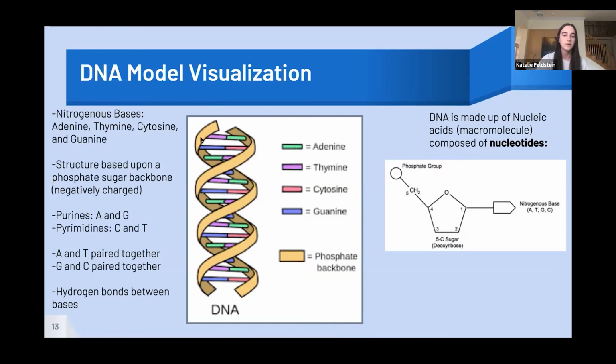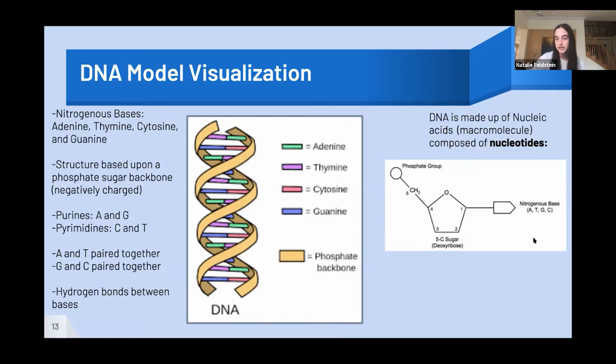I also want to talk about this tan yellowish thing that's going around the outside, these two tan yellow lines. This is what we call a phosphate backbone or a sugar phosphate backbone. So if you take a look at this image on the right side of your screen, you can see that DNA is made up of nucleic acids, and nucleic acids are what we classify as macromolecules. And nucleic acids are composed of smaller nucleotides. So nucleotides make up nucleic acids, and nucleotides are basically adenine, thymine, cytosine, guanine, plus this phosphate backbone.